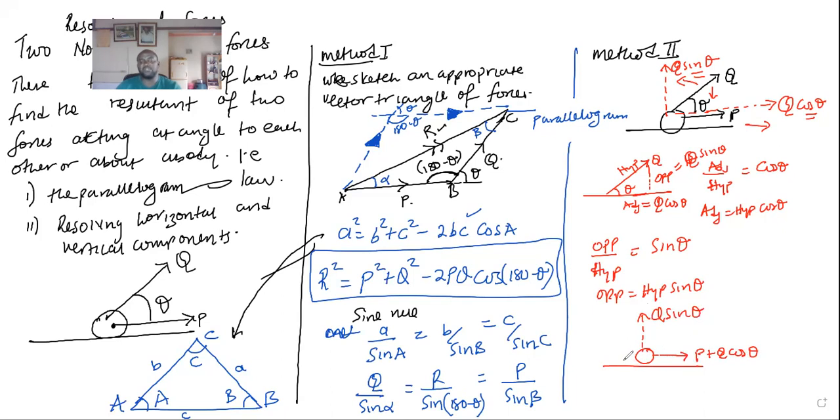Then you use Pythagoras theorem to get the resultant. So the resultant force R is equal to the square root of (Q sine theta) squared plus (P plus Q cos theta) squared. Then you can get the answer. Of course, here it doesn't look so good. It's going to look better when we have an example, unless people have questions on the definitions. Otherwise, I'm ready to give an example.